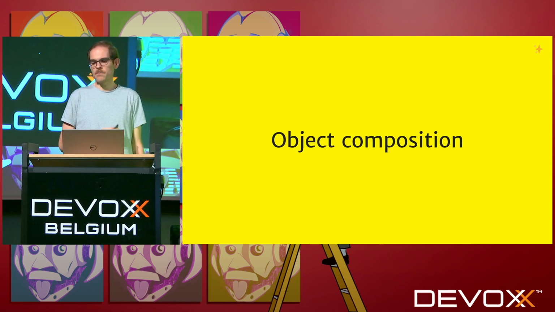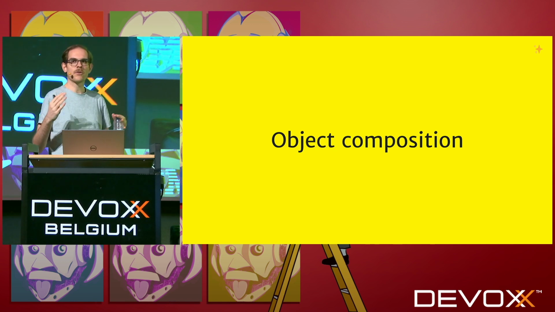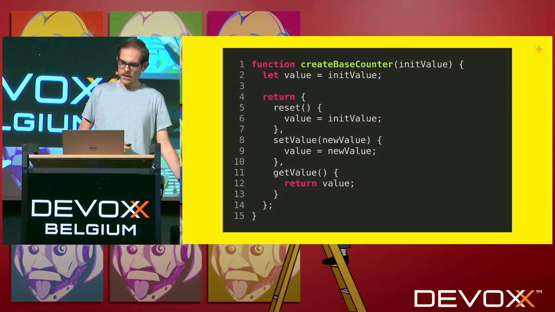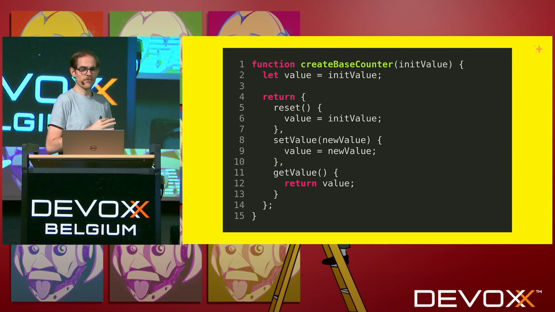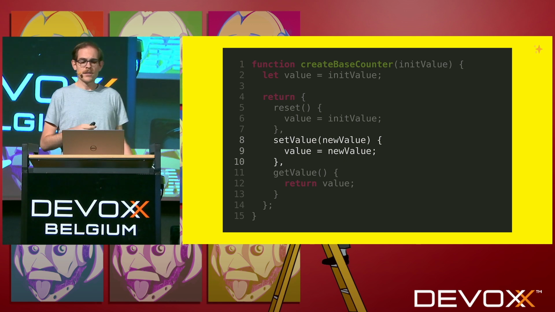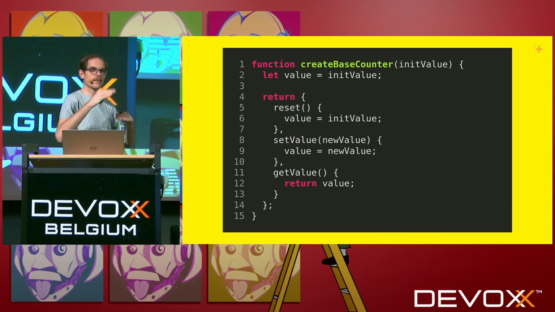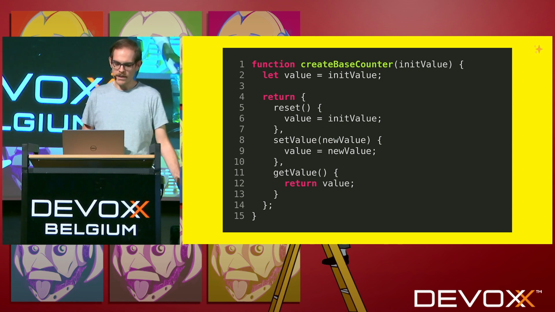Object composition is another powerful concept that we can use. It can help us implement equivalent patterns to inheritance and polymorphism, again with a different thinking model, but more or less the same. So we now have a CreateBaseCounter function that is almost like the CreateCounter we saw before, but instead of the increment method, it has a setValue method. So think about this as sort of a base class that we're going to use to build the actual counters that we're going to use in our production code, so to speak.